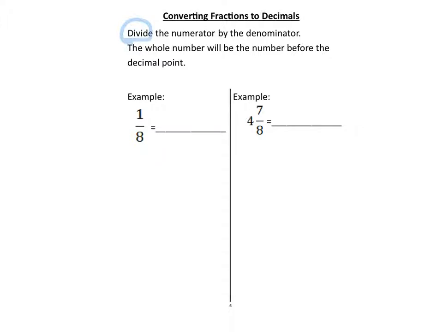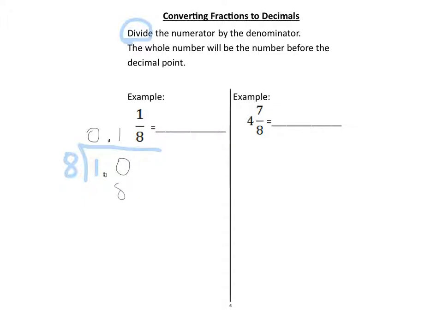The whole number is going to be the number before the decimal point. So the first problem saying 1/8 means 1 divided by 8. 8 can't go into 1, so we know we put a 0 on top, put a decimal, both top and bottom, and fill in a 0 below. 8 can go into 10 one time.